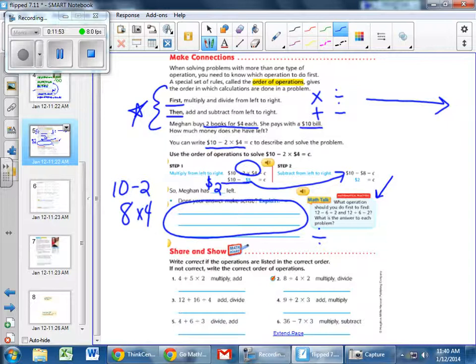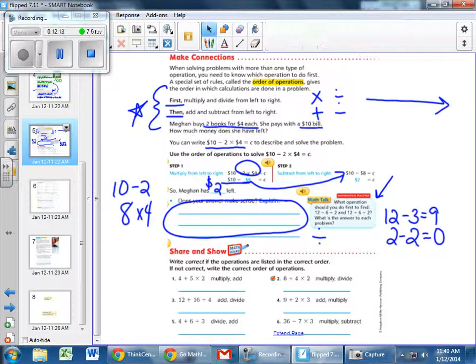So you have the first one, 6 divided by 2, which is 3. So you have 12 minus 3, which equals 9. And then the second one, you have 12 divided by 6, which is 2, minus 2 equals 0. So in both problems you have to divide first, following the order of operations. Okay?